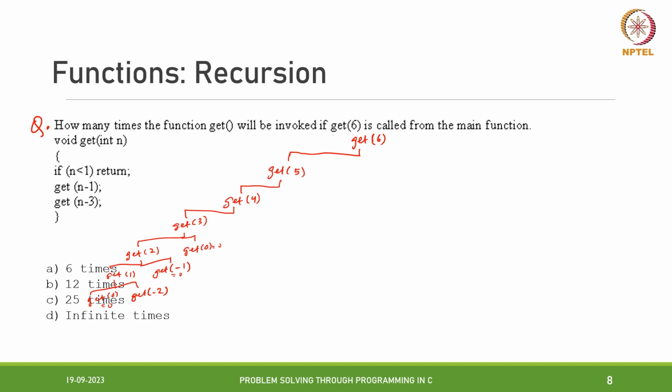It will go back to get of 4, and the n minus 1 condition, n minus 1 get was already done. So the next will be n minus 3, which is get of 1. Now get of 1 does not satisfy the condition, as you can see. It will call get of 0, which will come back here, and then it will call get of minus 2, which will again come back here. Then after it comes back here, it will come back to get of 4, which will again come back to get of 5. So once it comes back to get of 5, the n minus 1 is done. It will call get of 2, because n minus 3, right?